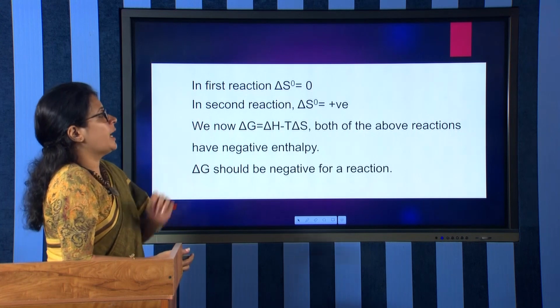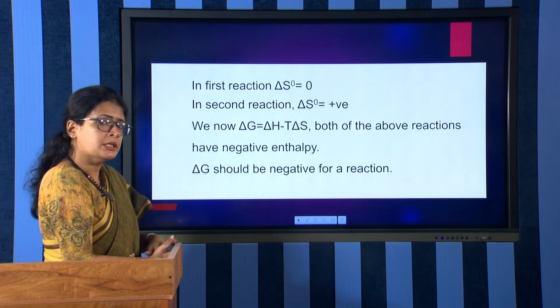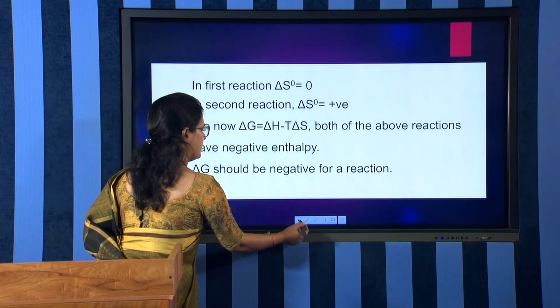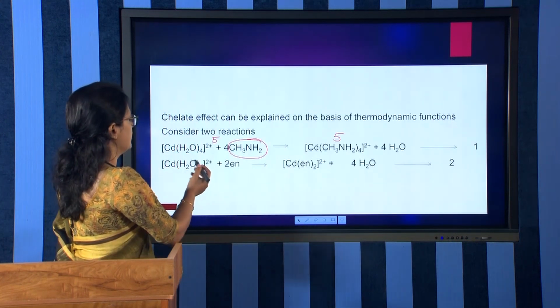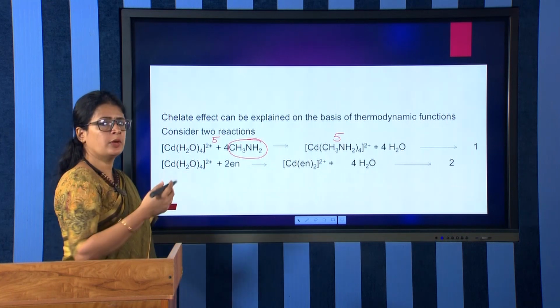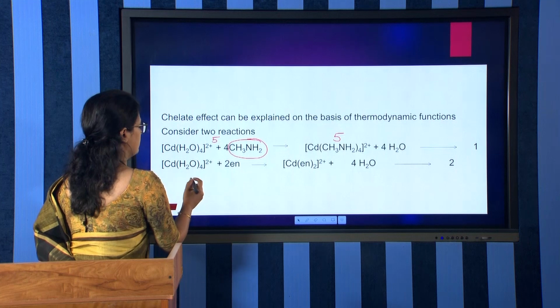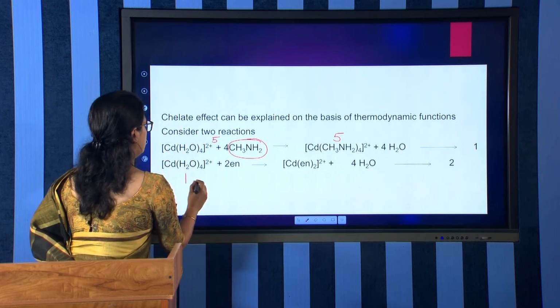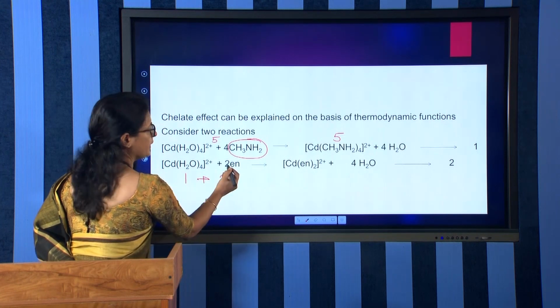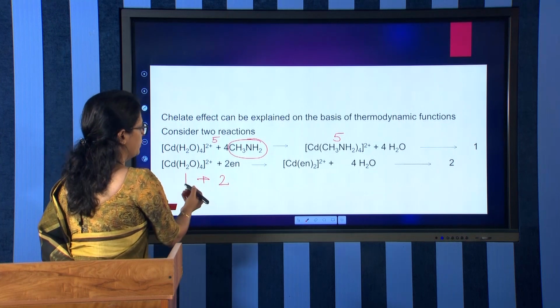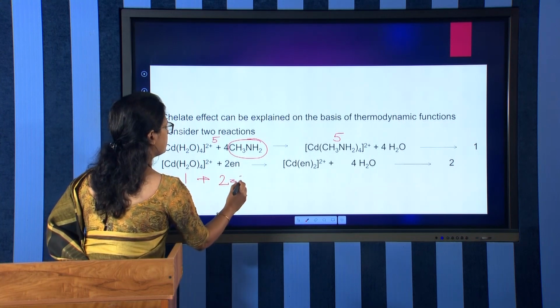But in the second reaction, delta S0 is positive. How did it become positive? Let us have a look at it. See this, the second reaction, you can count the number of molecules. It is 1 plus 2. 2 ethylene diamine molecules are reacting. 2 plus 1, it is 3.